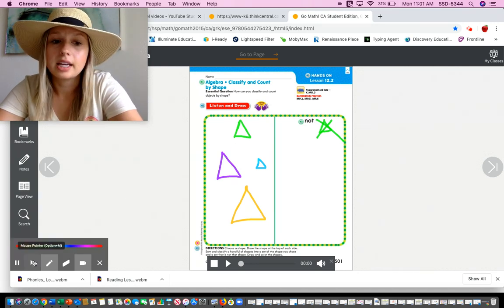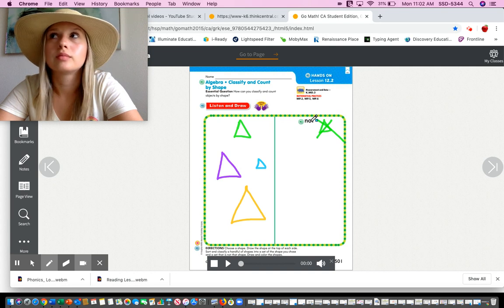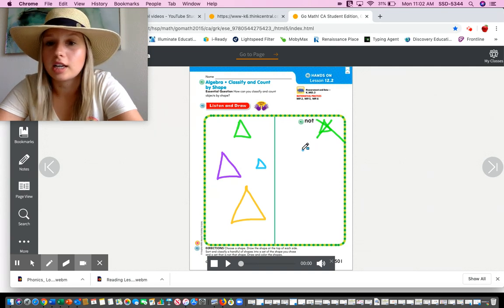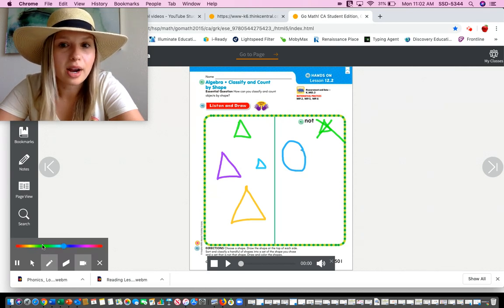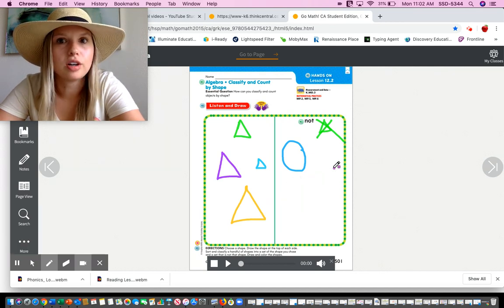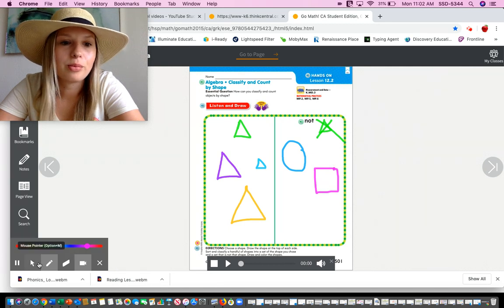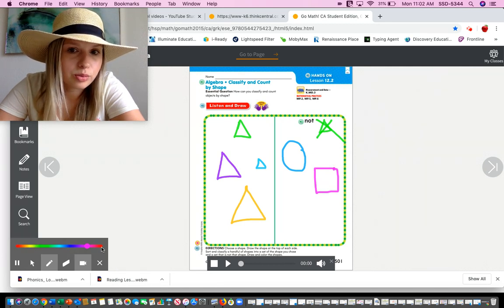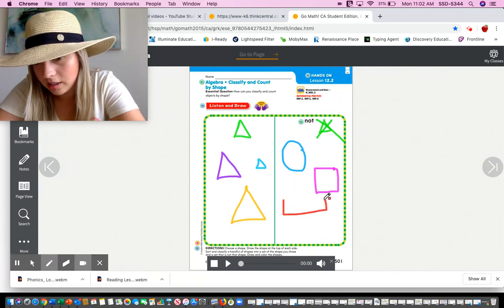And on this side is not triangles. So I'm going to draw different shapes on this side. Is a circle a triangle? No. So I'm going to draw a circle on the side that says not triangle. What about a square? Is a square a triangle? No. So I'm going to draw it on the side. Oh, should I draw it on the side that says triangle? No. I should draw it on the side that says not triangle. I'm going to do one more shape, maybe a rectangle. Is a rectangle a triangle? No, so I'm going to draw it on the side that says not triangle.